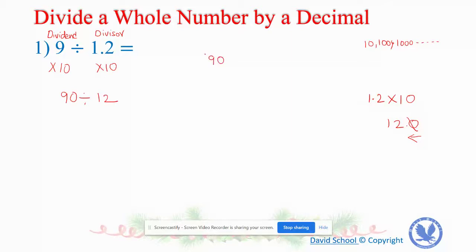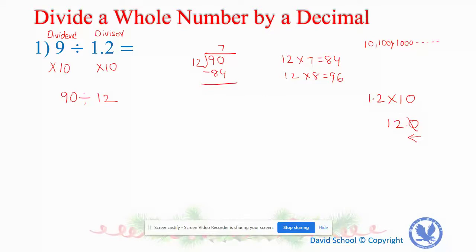Set up the long division. 90 is the dividend and 12 is the divisor. How many whole groups of 12 can we pull out of 90? We know the 12 table very well. 12 times 7 is 84, and 12 times 8 is 96, right? So 12 times 7 is 84. Write 7 and 84. Take away 84 from 90.